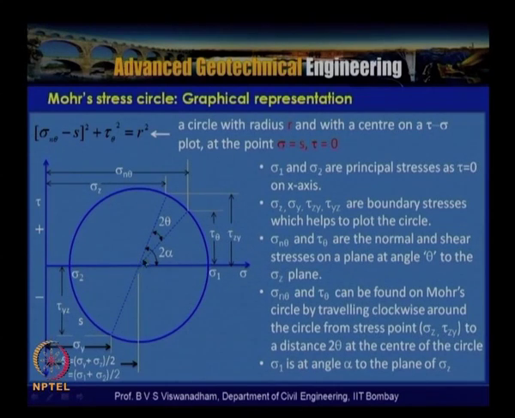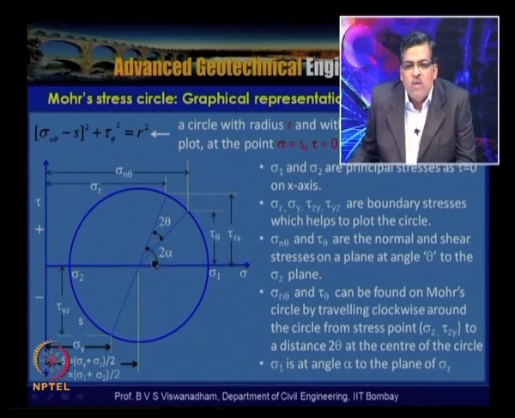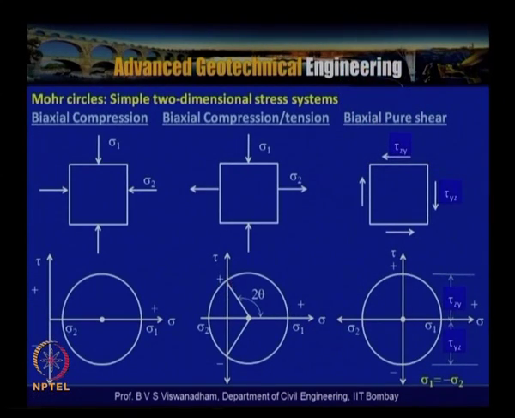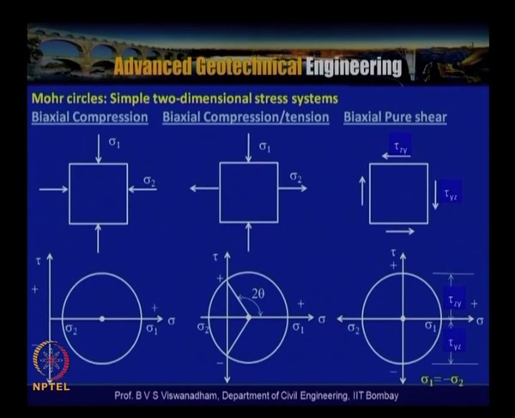So this is the angle 2 alpha, and this is 2 theta, which is actually shown here. Now let us consider some examples of the Mohr circles for different conditions of the stresses, that is biaxial compression and tension, and biaxial pure shear.